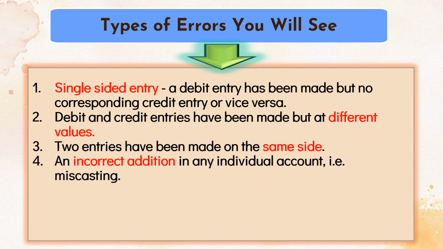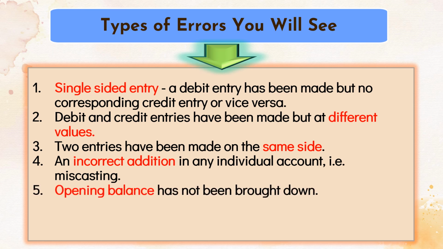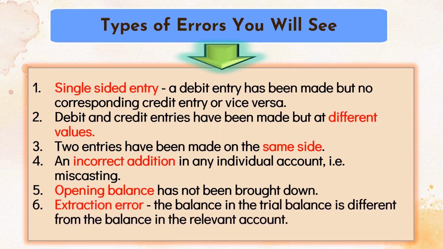Number 4, an incorrect addition in any individual account, for example, miscasting. Number 5, opening balance has not been brought down. And number 6, extraction error. That is, the balance in the trial balance is different from the balance in the relevant accounts.